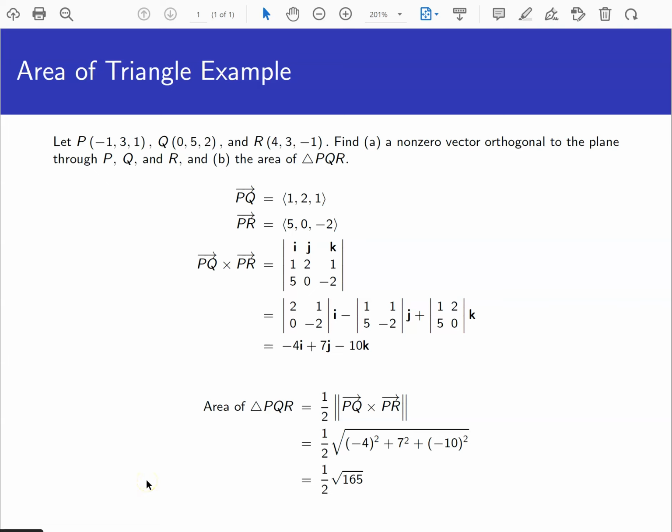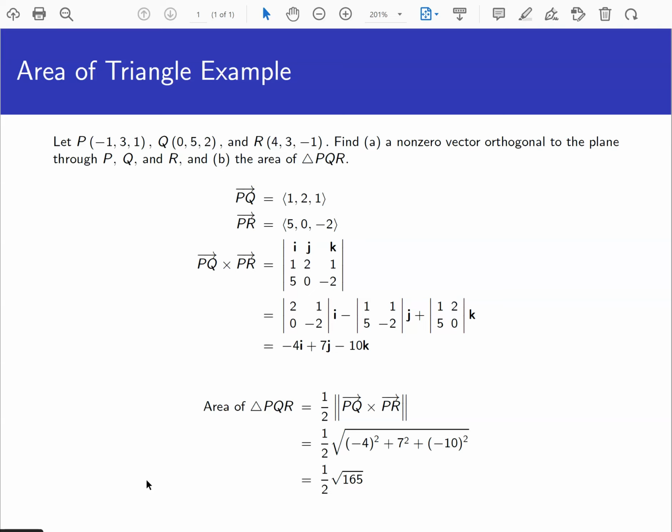In this video, we're going to find the area of a triangle determined by 3 points. So we're given the points P(-1, 3, 1), Q(0, 5, 2), and R(4, 3, -1). We're first asked to find a vector that's orthogonal to the plane determined by P, Q, and R, and then find the area of the triangle determined by P, Q, and R.